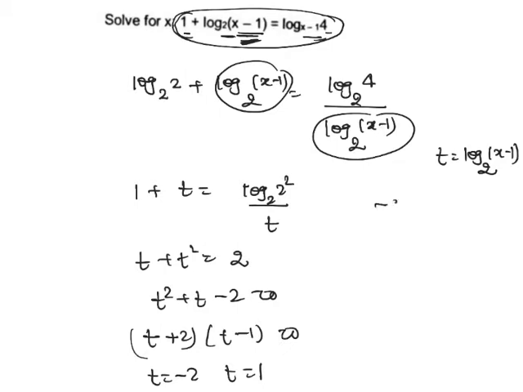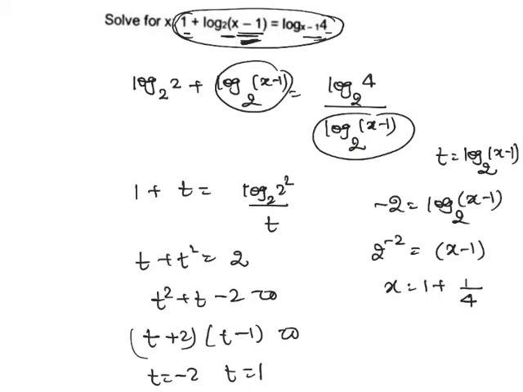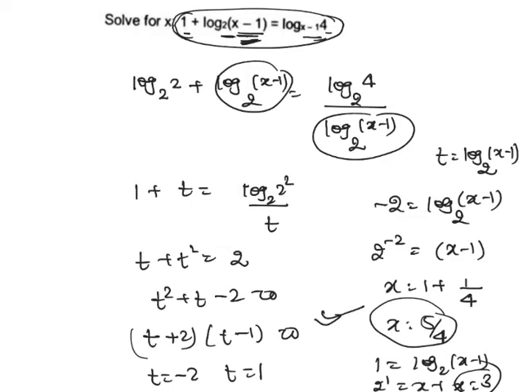So if I substitute minus 2 equals log base 2 of x minus 1, and simplify, 2 power minus 2 equals x minus 1. So x equals 1 plus 1 by 2 power 2, which is 4. So x equals 5 by 4. And if I put 1 equals log base 2 of x minus 1, this becomes 2 power 1 equals x minus 1, so x becomes 3. So x equals 3 and x equals 5 by 4 are the 2 solutions.